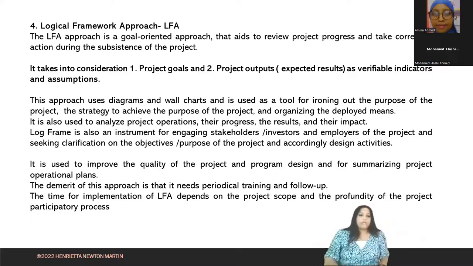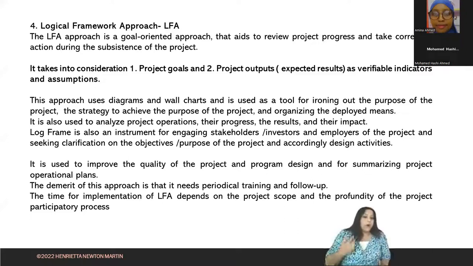This approach uses diagrams and wall charts and is used as a tool for ironing out the purpose of the project, the strategy to achieve the purpose of the project, and organizing the deployed means. It is also used to analyze project operations, the progress of the project, the results of the project, and the impact of the project, even while studying performance indicators. Impact is important as well.